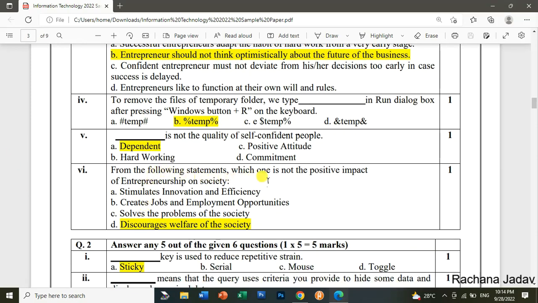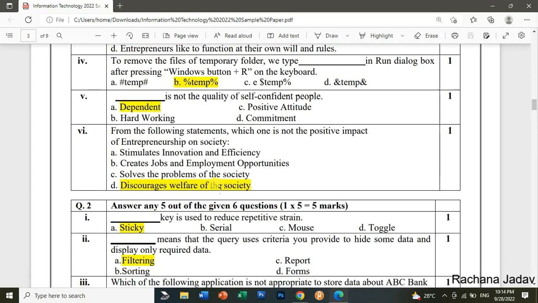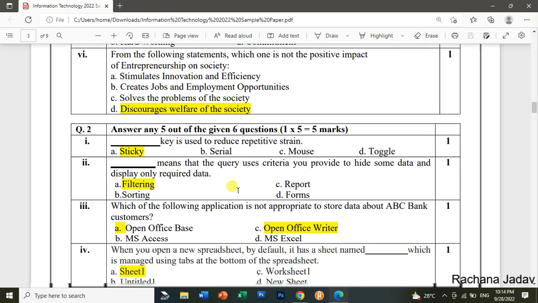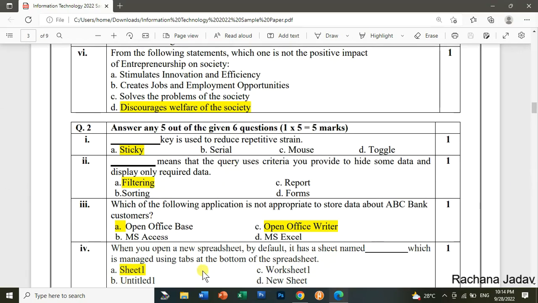Next, from the following statement, which one is not the positive impact? Discourages welfare of the society. And not the positive impact of the entrepreneurship on the society. So discourages welfare of the society, that is wrong. It encourages. Okay. Next, dash key is used to reduce the repetitive strain. So that is sticky key.